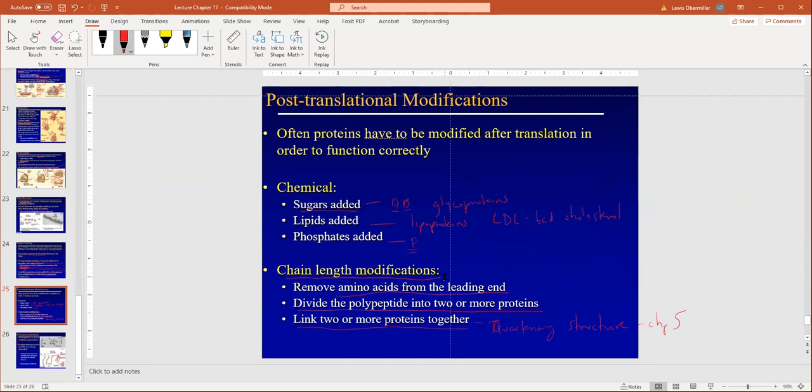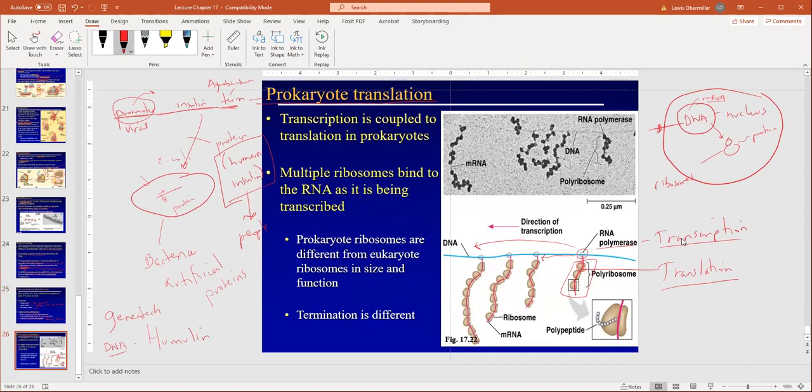And then we can modify the length of the amino acid chain, so we can take amino acids off. We can chop it in half to make two or more proteins. We can link them together to make quaternary structure. So all of that goes into the end product, which is what makes you what you are, flesh and blood.